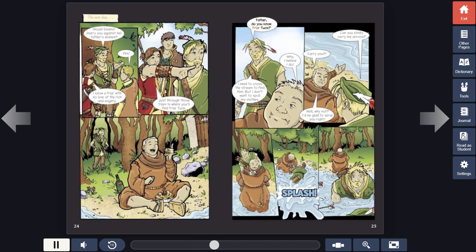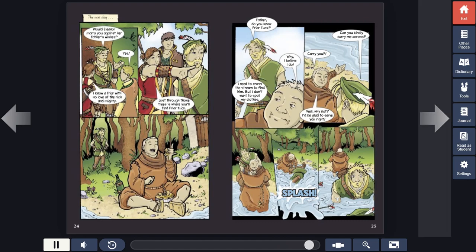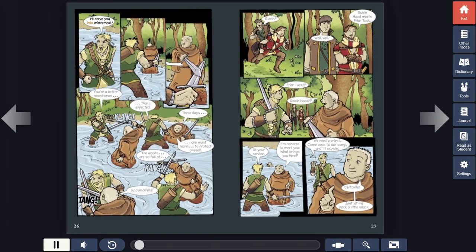Father, do you know Friar Tuck? Why, I believe I do. I need to cross the stream to find him, but I don't want to spoil my clothes. Can you kindly carry me across? Carry you? Well, why not? I'd be glad to serve you right. Oh! I'll carve you into mincemeat. You're a better swordsman than I expected. These days, one must learn to protect oneself. The wood's so full of scoundrels.